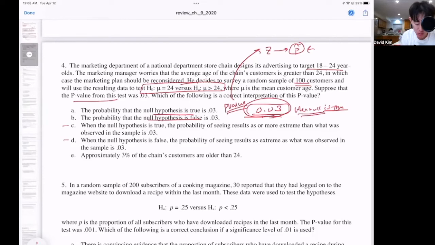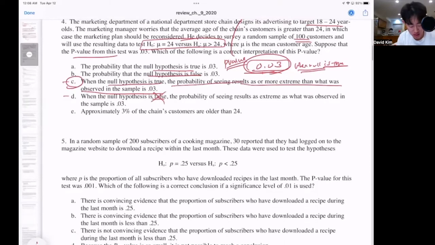So when you read between C and D, when the null hypothesis is true, the probability of seeing the results as or more extreme than what was observed in the sample is 0.03. This is the exact definition of what the p-value is. When the hypothesis is false, we don't start off with that statement. We always assume that the null is true for any p-value. So number 4 should be C.